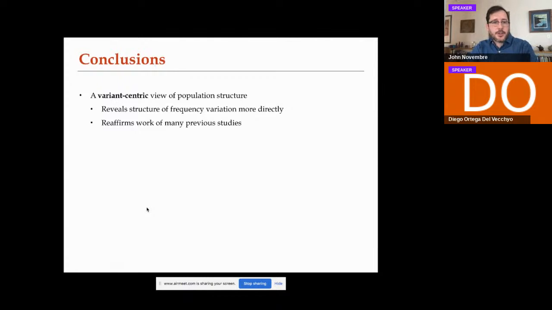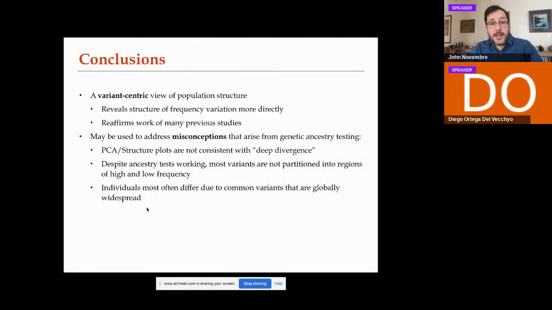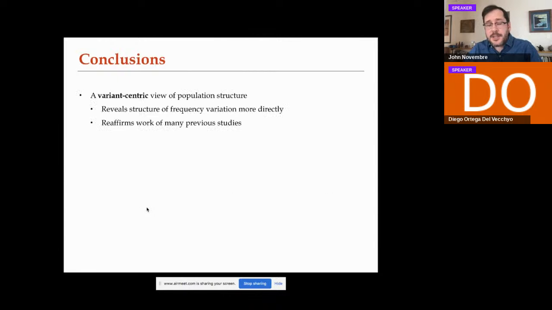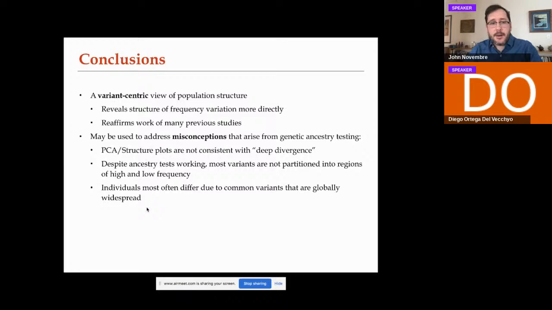It reveals structure of frequency variation more directly, we think. It reaffirms work of many previous studies. It's not that these are new insights about human genetic variation. We just think this is a useful way to look at it and an important thing to be teaching about right now. In particular, because of the growing use of genetic ancestry testing and PCA structure plots, where there are a lot of misconceptions that can arise, where people can look at a PCA and structure plot and think that there must be deep divergence between the populations.